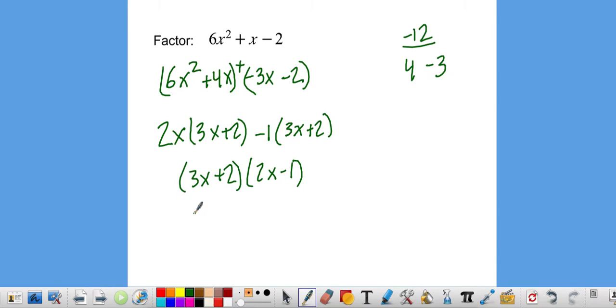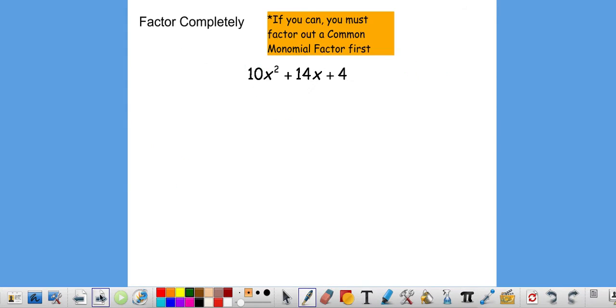One thing I want to mention is there's one other situation that could maybe trip you up with this method, and that would be something like this. In all of the examples we've done before, there hasn't been a common factor that goes into everything. But in an example like this, 10x squared plus 14x plus 4, 10, 14, and 4 are all divisible by 2. They're all even. So before you do your factoring by grouping, you can take out a 2, and then you're left with 5x squared plus 7x plus 2. And then you can do your factoring like we've done.